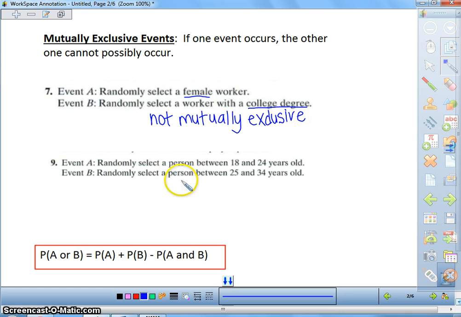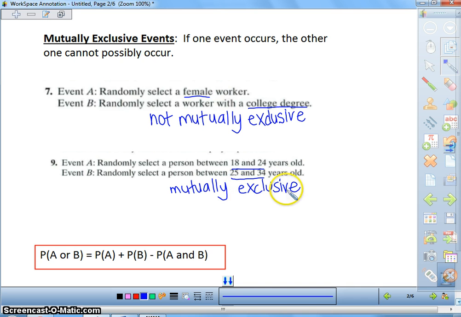For the second example, event A is to randomly select a person between 18 and 24 years old, and event B is to randomly select a person between 25 and 34 years old. Well, if I select someone that's between 18 and 24, that same person is not going to be 25 to 34. If you're in one of these groups, you cannot be in the other one. These groups mutually exclude each other. So those events are considered mutually exclusive.